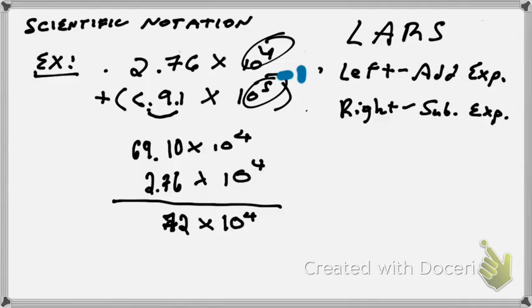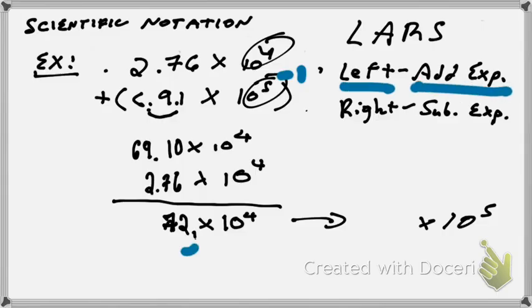All right. Now the answer choice may be put in this form where you have 72 times 10 to the fourth, or they might want you to convert it back to 10 to the fifth, okay? So how are you going to convert it back to 10 to the fifth? Well, let's see. If we are at 72 and we want to convert it to 10 to the fifth, we have to move left and we have to add an exponent. So we moved left, okay?